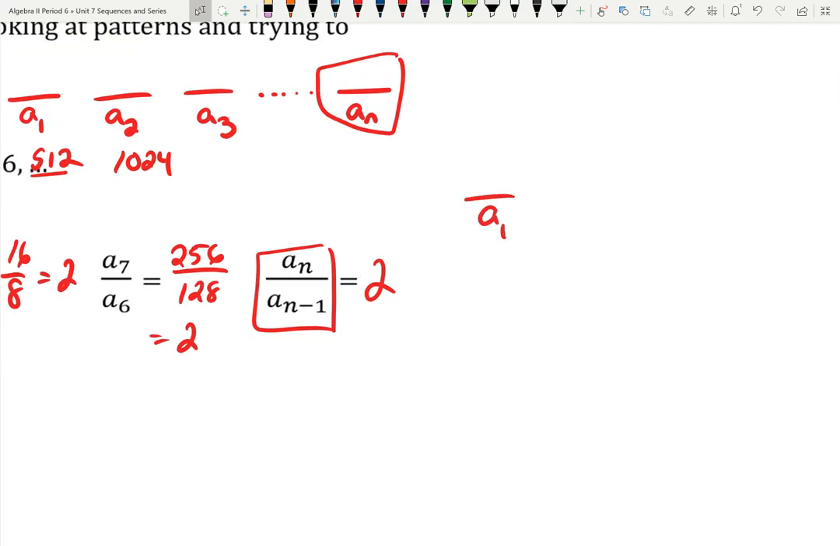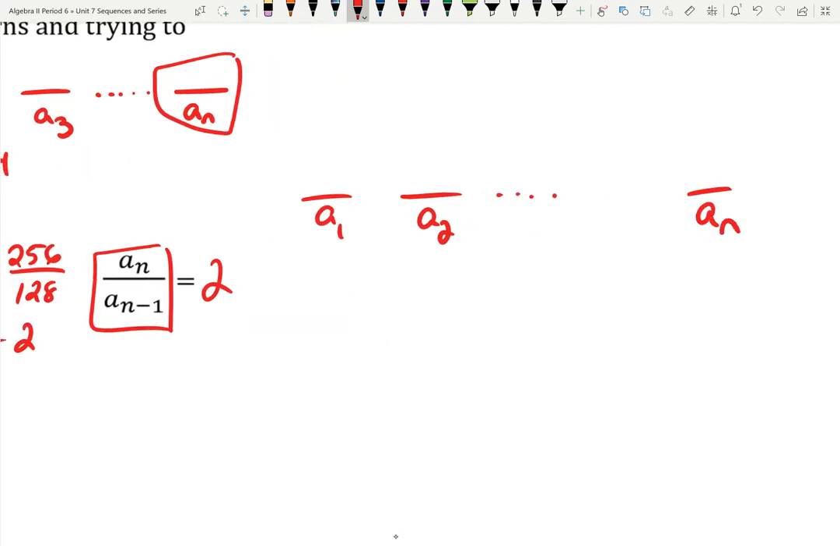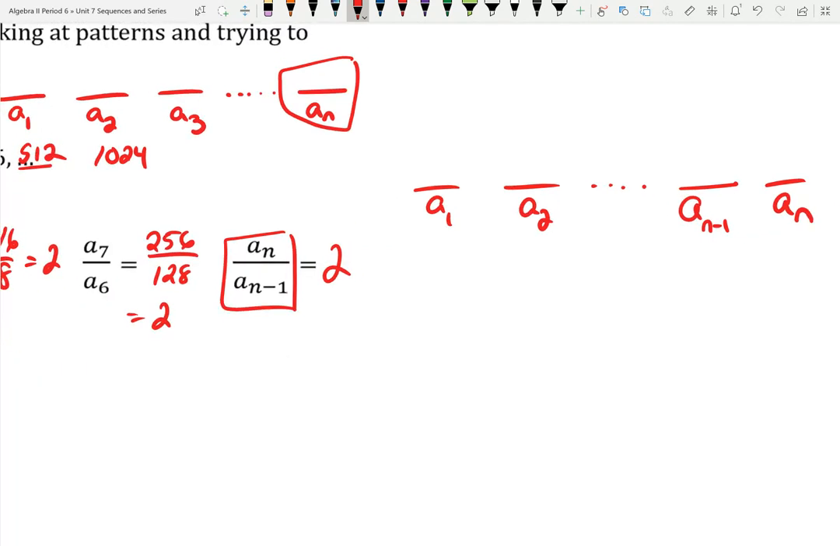So again, here's a 1, here's a 2. I'm going to go all the way out to A sub n. Here's the nth term. Well, who comes before that? A sub n minus 1, the (n minus 1)th term. So what this is describing here is if I take any two terms next to each other and do second over first, fourth over third, fifth over fourth, if I do that ratio of the nth term over the term before it, that ratio always comes out to be 2.